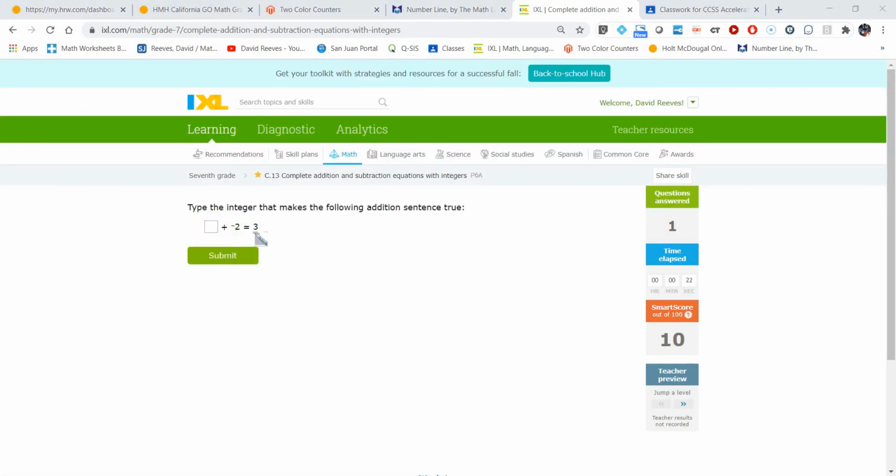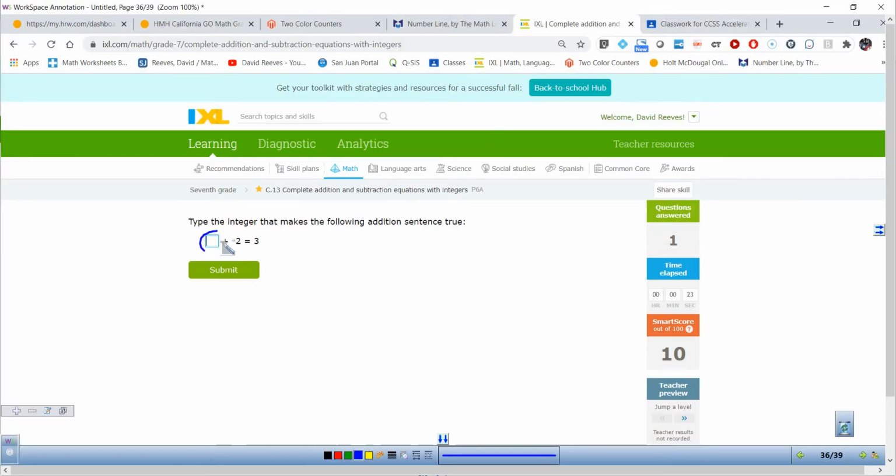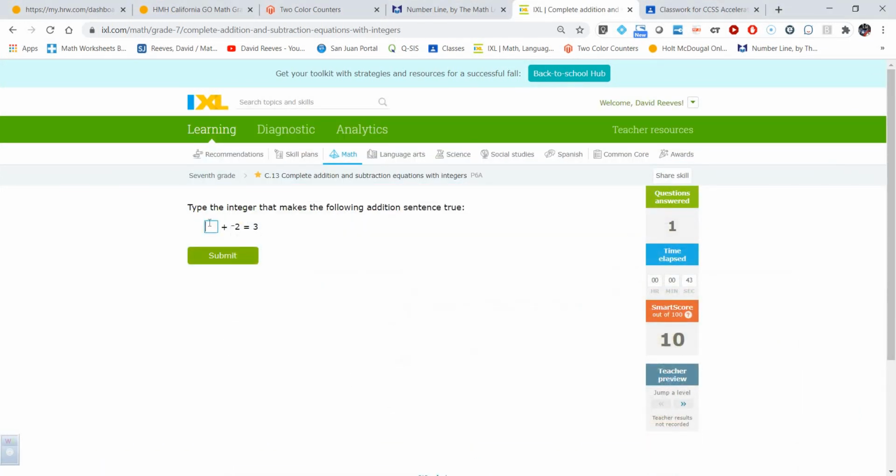Okay, now if you look here, I had something and I added 2 negatives, and when I was done, I ended up at 3. Well, what does adding 2 negatives do? It makes it go down 2, right? So if I'm going to work backwards, how about I add 2, right? How about I add 2 to that 3? And what does that give me? That gives me 5. 5 plus -2 is 3.